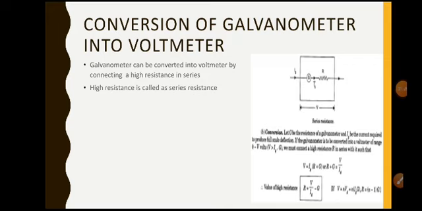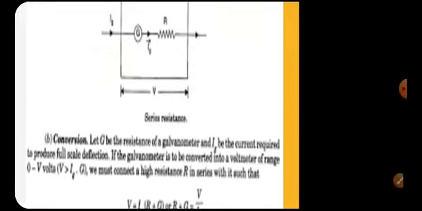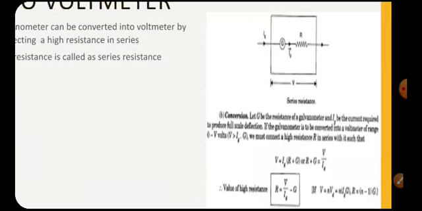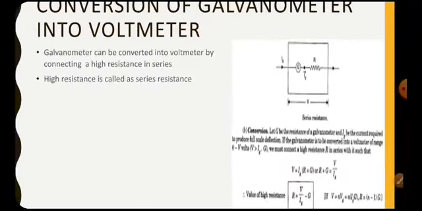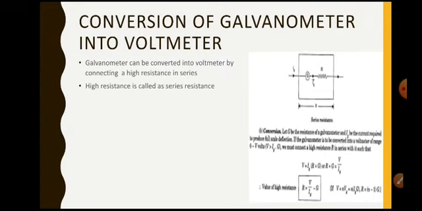Next is the conversion of a galvanometer into a voltmeter. Here a high resistance is connected in series with the galvanometer, and then the galvanometer is converted into a voltmeter. A voltmeter is a device used to measure potential difference, the voltage between two points in a circuit.